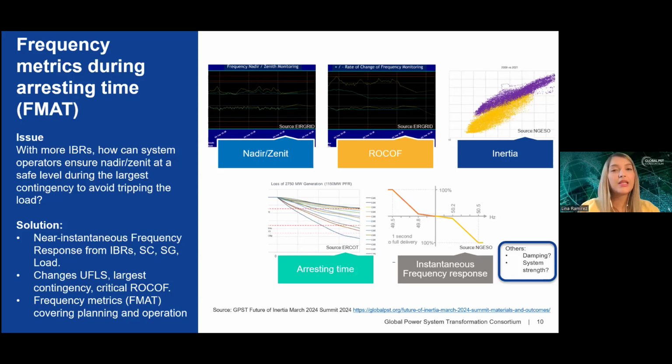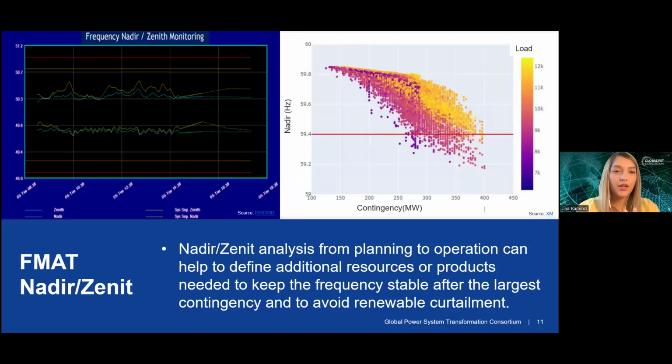So including nadir, zenith, work-off, arresting time, and also instantaneous frequency response are really key. We will be talking about every metric that we think is important, with examples of system operators that are including them.